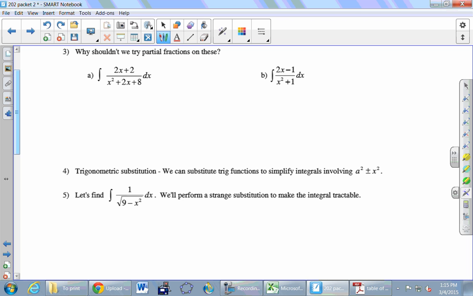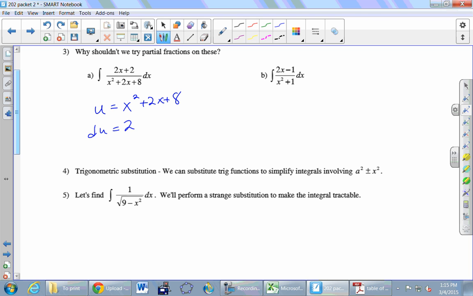So in number 3, it says, why shouldn't we try partial fractions on these? Okay, the first guy, what are we supposed to do with this? If you just let u equal the bottom, like just a normal u substitution, then what is the derivative? 2x plus 2, which is exactly the top.